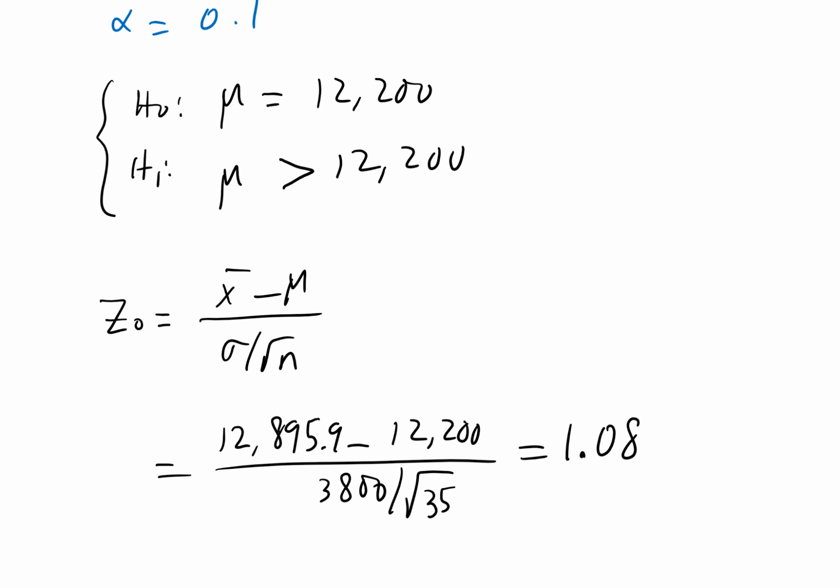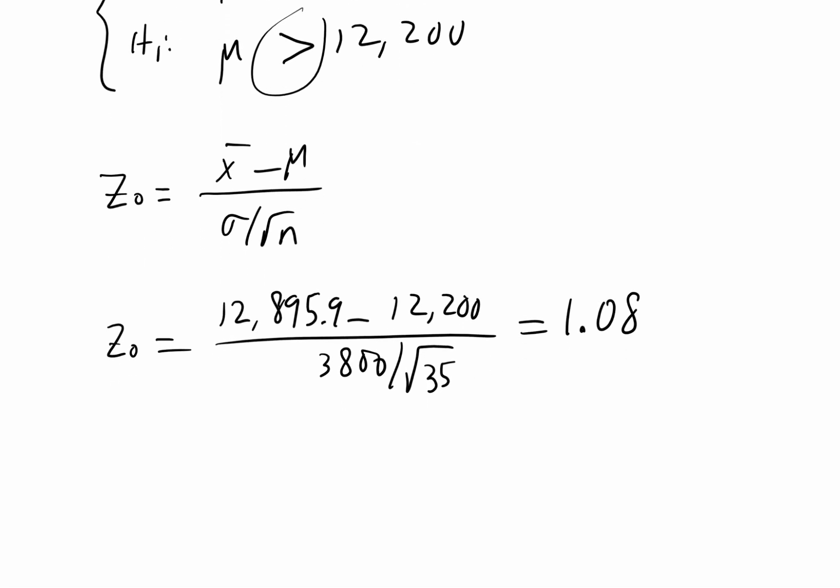What does that tell us, the test statistic? This tells us how many standard deviations above or below, depending on what kind of test. Here would be above because it's bigger. So this tells us that the sample mean of 12,895.9 miles is 1.08 standard deviations above the mean of 12,200. Just an interpretation of what this Z value means.